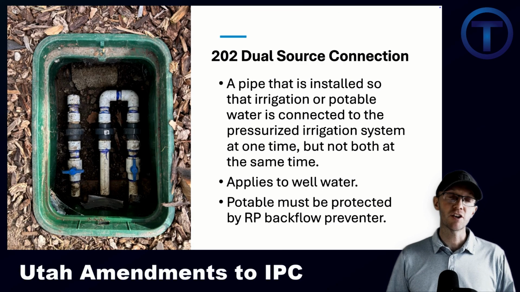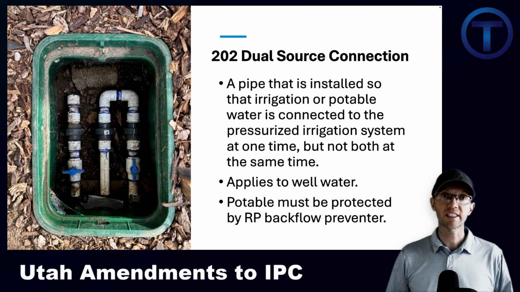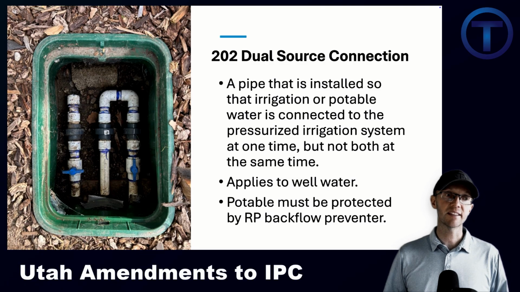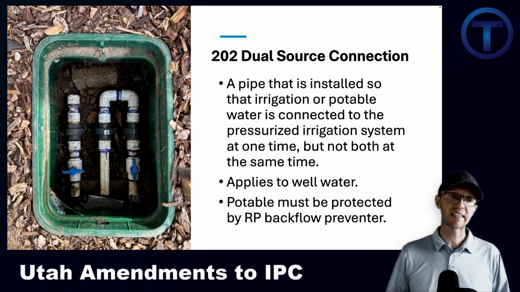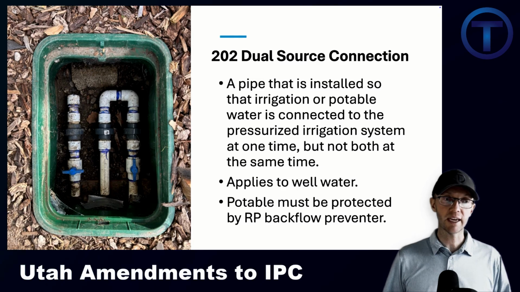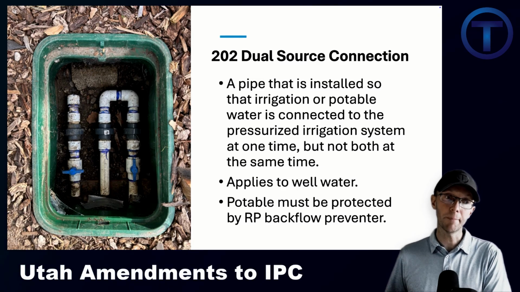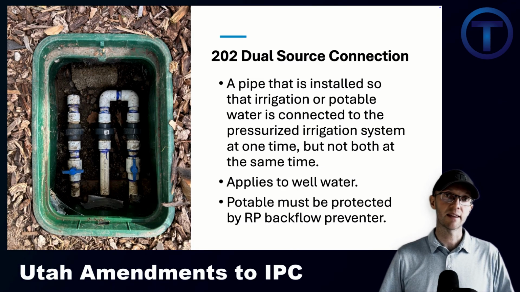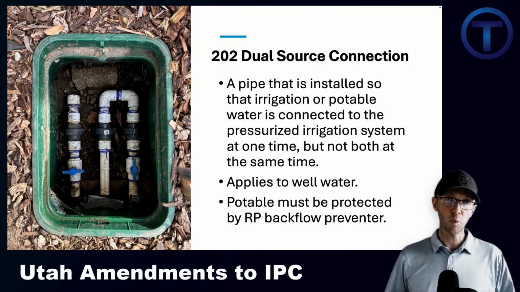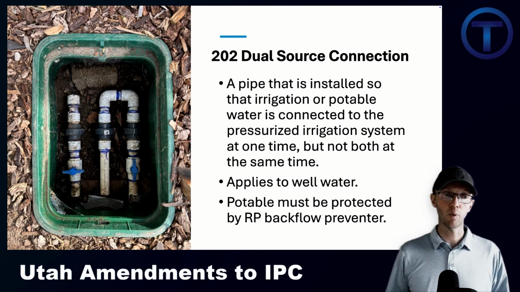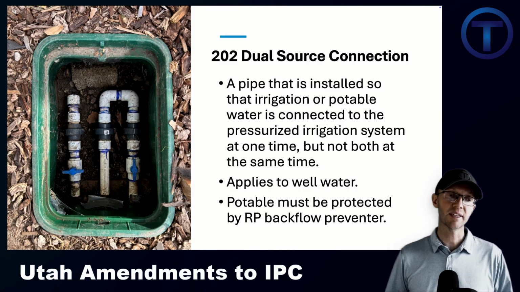Here's an important definition that's been added. This is dual source connection. A pipe that is installed so that irrigation or potable water is connected to the pressurized irrigation system at one time, but not both at the same time. This also applies to well water. What this is doing is protecting the potable water, and it says it has to be protected by a backflow preventer.